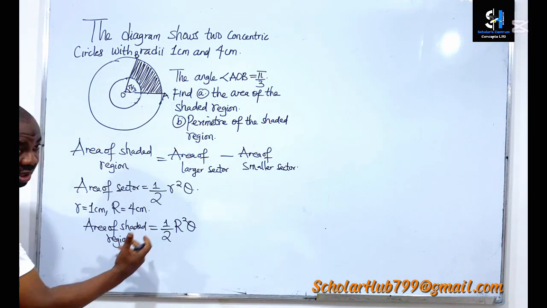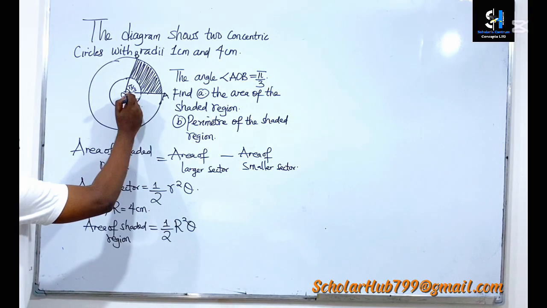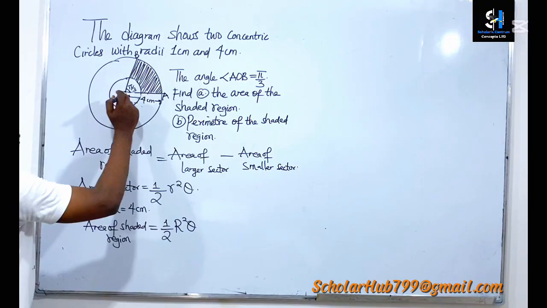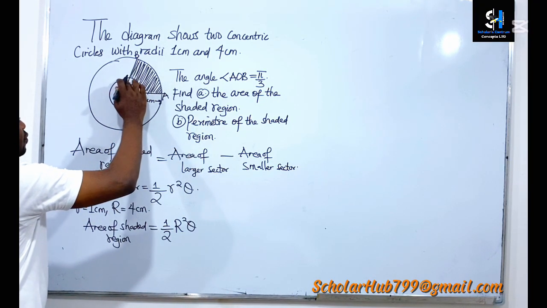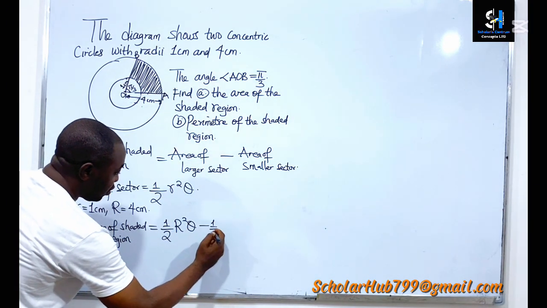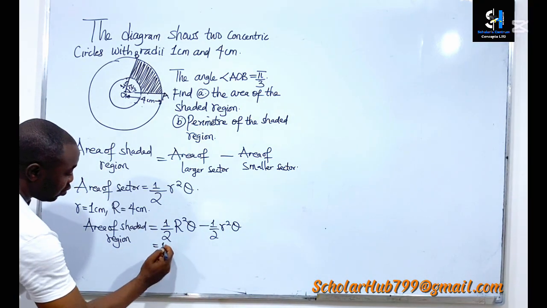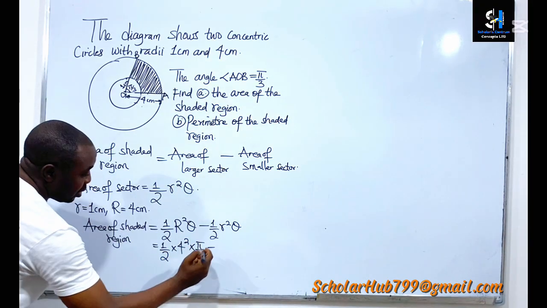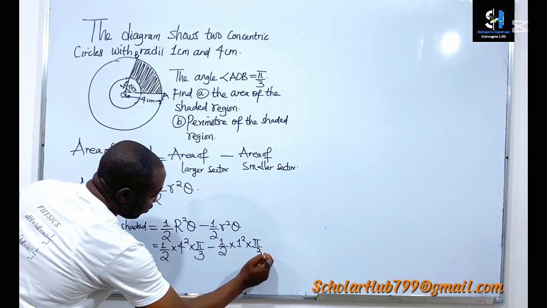Remember, the capital letter R represents the radius of the larger sector, which is 4 centimeters. From the center of the inner circle to its circumference is the radius of the smaller sector. All right. So we have 1/2 of small r squared times theta. So this will be 1/2 times 4 raised to the power of 2 times pi over 3, minus 1/2 multiplied by 1 squared times pi over 3.